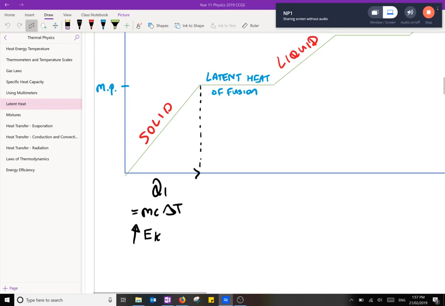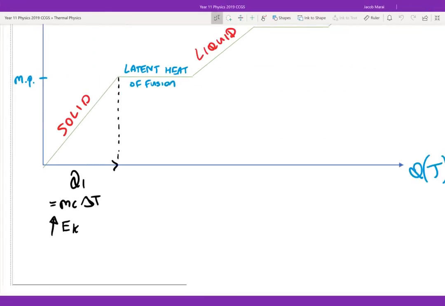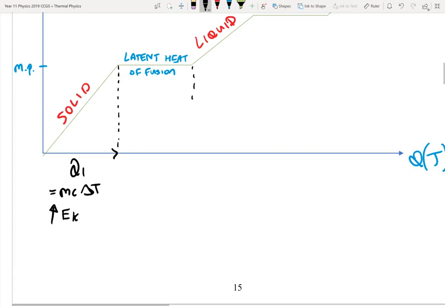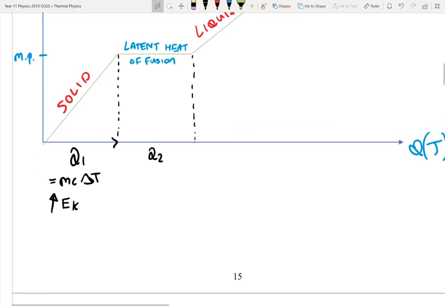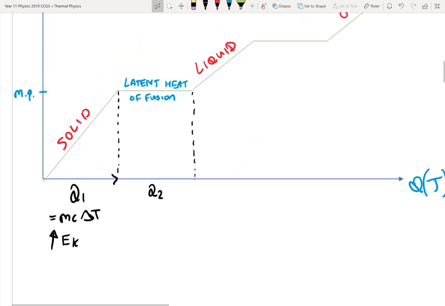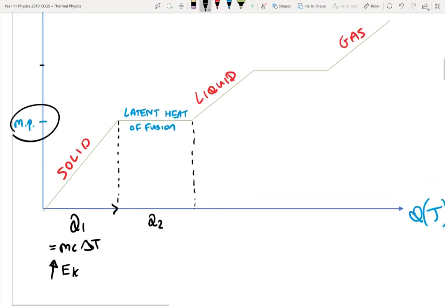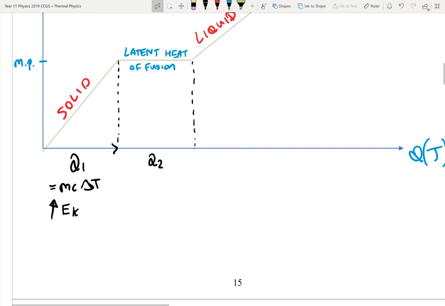Now I'm going to draw a dashed line down to here, and I'm going to call this part Q2. This is the melting point. As I said, if it was water, that would be 0, and up here would be 100, but any substance will have its own temperature at which it would melt. Now, we have an equation that is equal to MLF. At this point, we are not increasing the kinetic energy, we are increasing the potential energy.